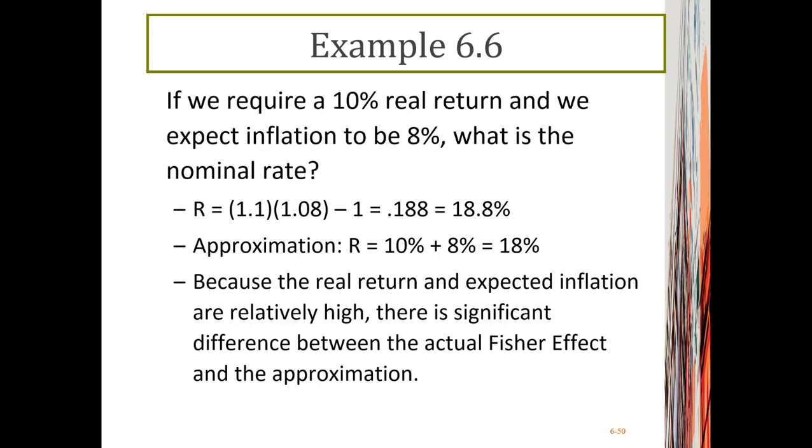The easiest way is you put two numbers together, 10% real rate of return plus 8% inflation. That will give you 18% nominal rate of return. A more accurate way is to use 1 plus 10% real rate of return times 1 plus 8% expected inflation rate, minus 1, to get 18.8% nominal rate of return. And both methods are acceptable, and although there's some difference, the difference is supposed to be very small.